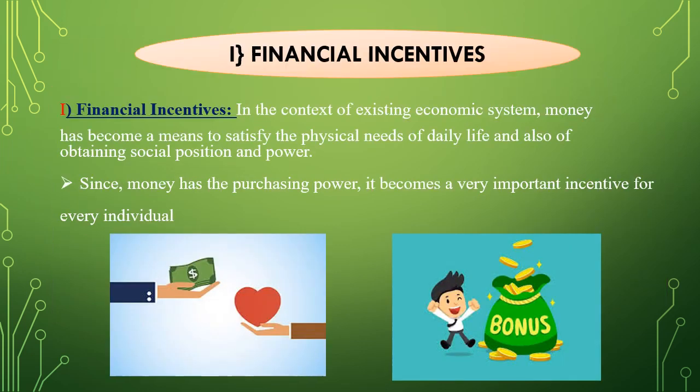Now let's look into what is financial incentive. I have already taught you financial incentive refers to money, and this money you're directly giving to the employee, where you're satisfying his physical need. So what is the meaning of financial incentive? It is the existing economic system where money has become a means to satisfy the physical needs of daily life. That's nothing but, come back to Maslow's hierarchy of basic needs, where in the first level, physiological needs, every human being has to fulfill the need of food, shelter and clothing. So that is what they are saying, the money that is required.